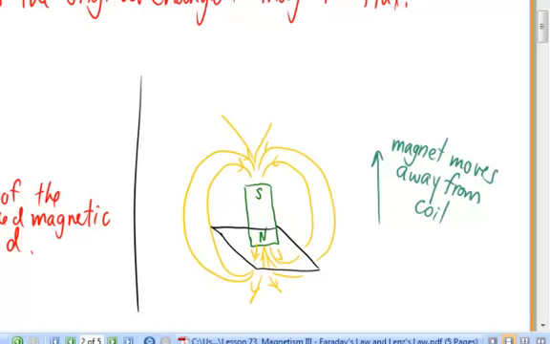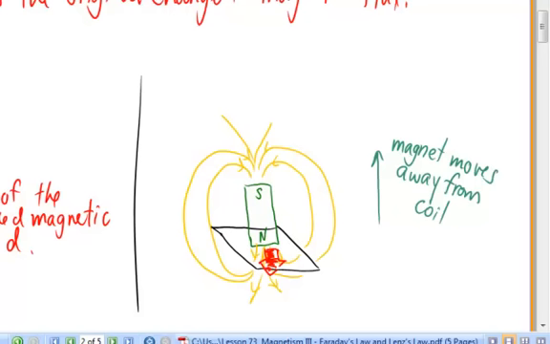What does the coil do? It tries to oppose the change in the magnetic flux. It wants to keep the magnetic flux strong. So it induces a magnetic field of its own as a result of an induced current flowing in the coil. What's the direction of that induced magnetic field? It's in a direction to oppose the direction of the changing flux.